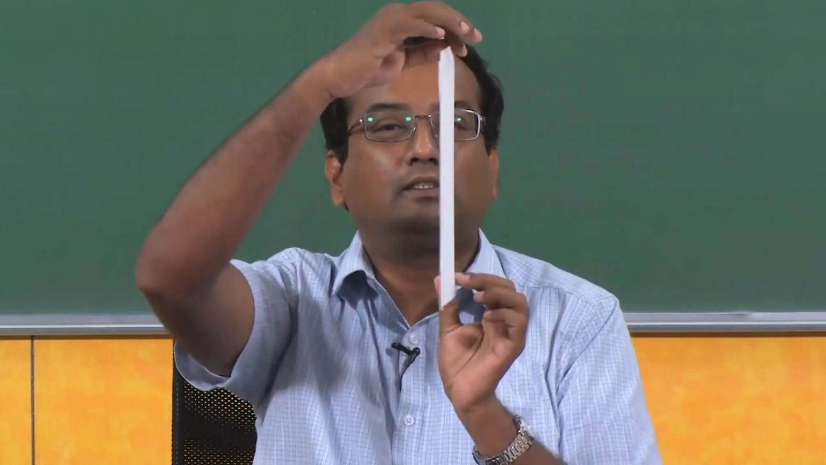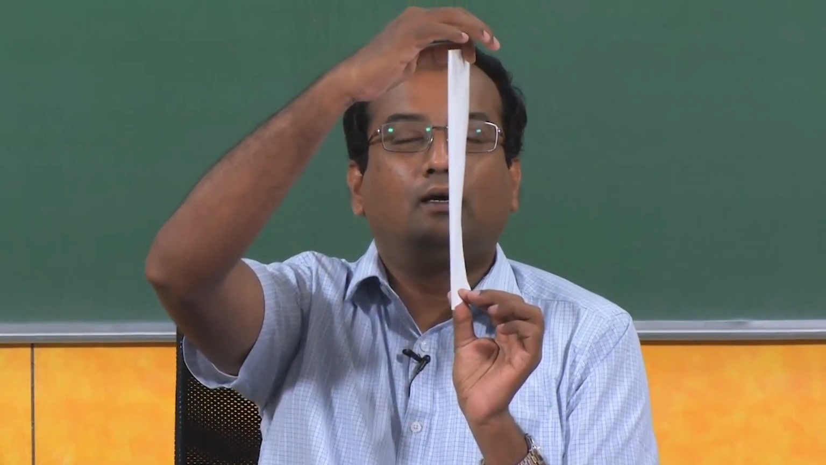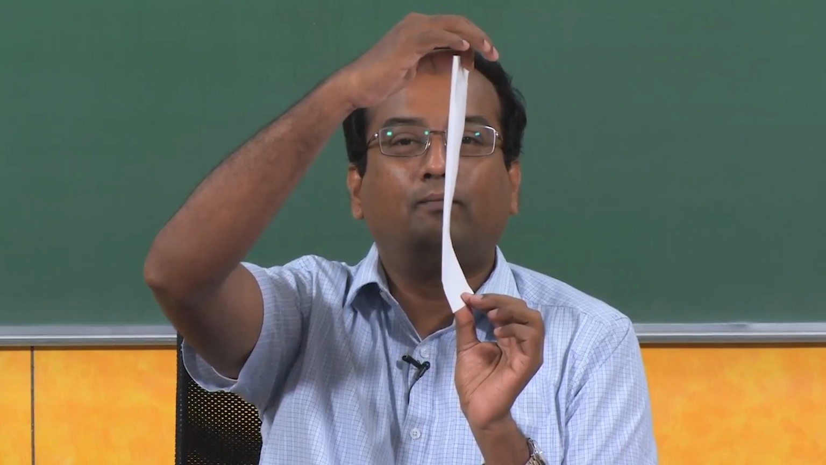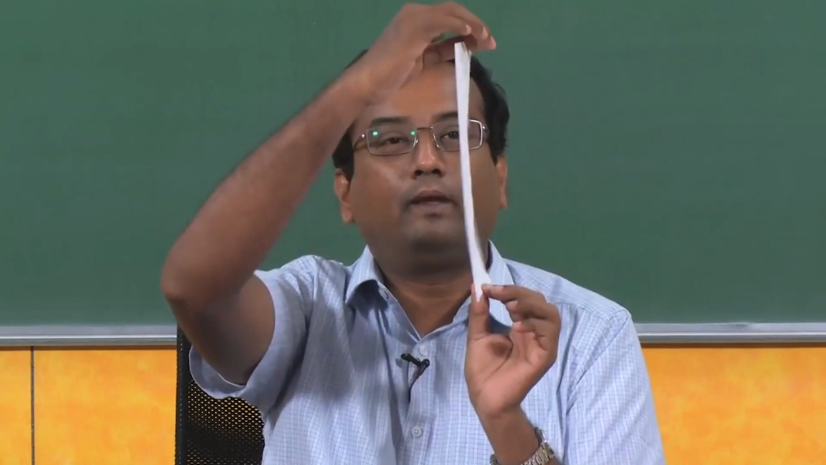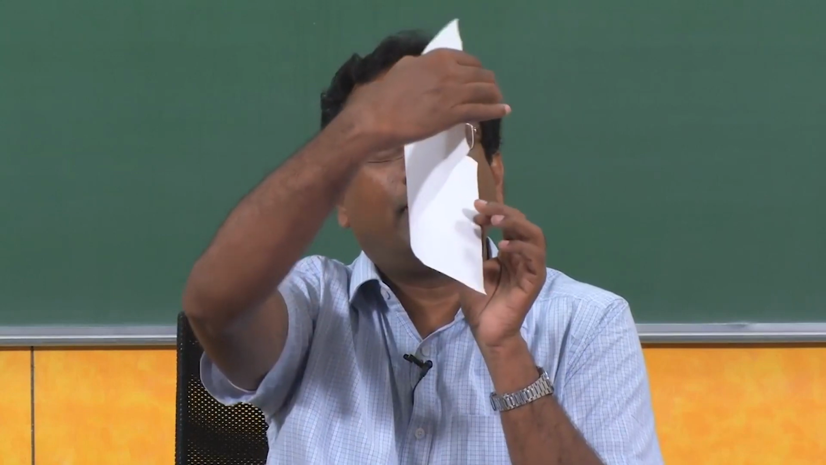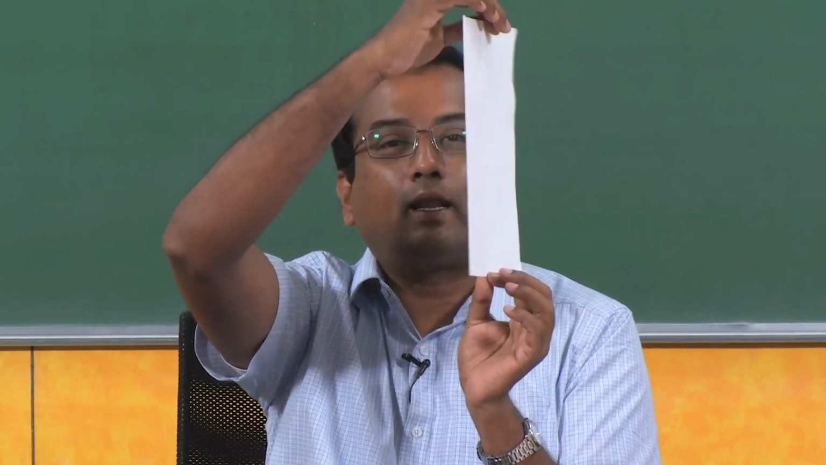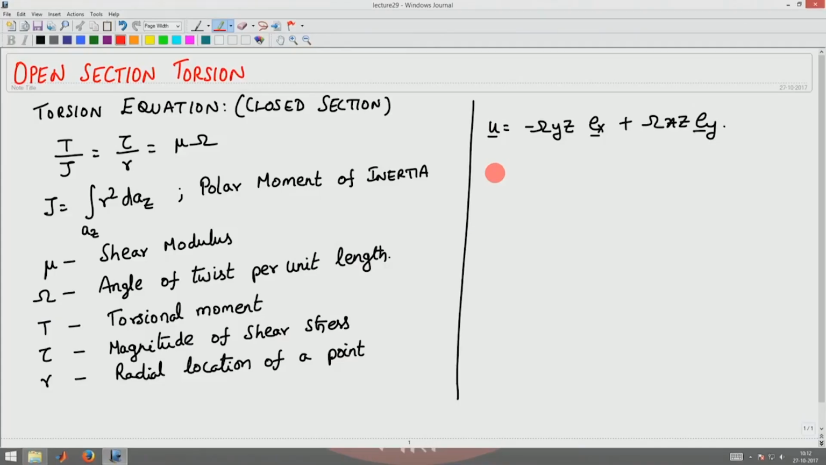For example, if this sheet represents a section of the beam or a section of the member, then because of twisting there will not be a displacement just like this, there will be an out of plane displacement like this also. This being a rectangular section, this will be precisely the out of plane displacement that happens due to warping. In this course we are not going to look at the detailed formulation for warping, but we will do an approximate analysis. But we will understand that the displacement field now will change for open sections.